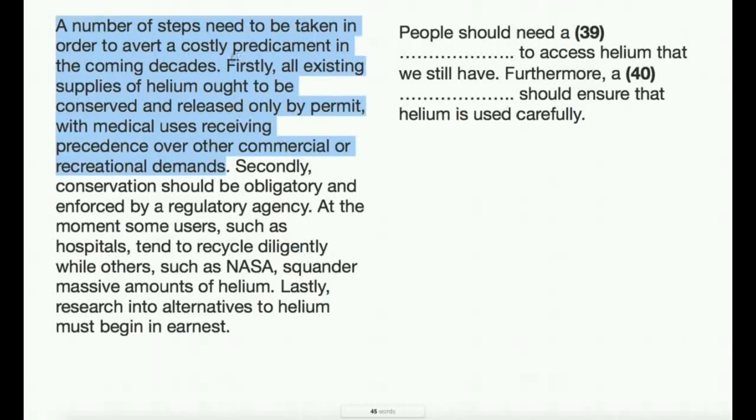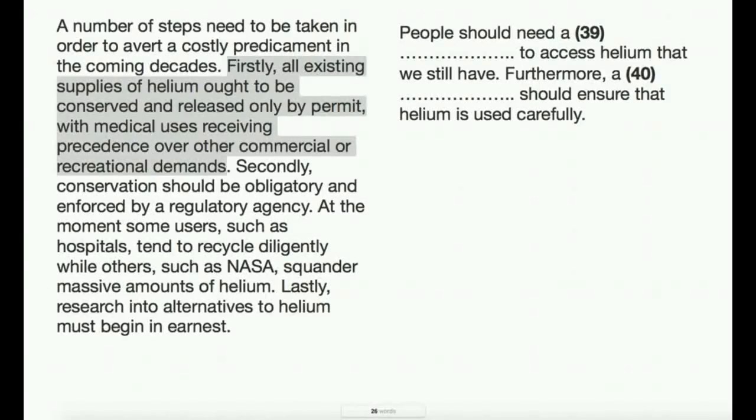So onto this part here. Firstly, all existing supplies of helium ought to be conserved and released only by permit, with medical uses receiving precedence. Precedence means priority over other commercial or recreational demands. Well, this first part here is about how people can get hold of helium. It says all existing supplies of helium ought to be conserved and released only by permit. So that's how we can get hold of them.